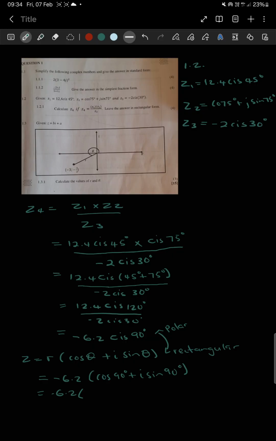The cos of 90 degrees is 0. The sine of 90 degrees is 1. So I'm going to have 1j, or simply j. Then multiplying out, negative 6,2 times 0 is 0, and negative 6,2 times j is negative 6,2j. Now it's perfect in rectangular form.